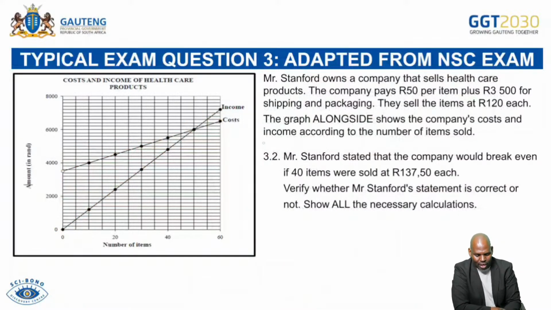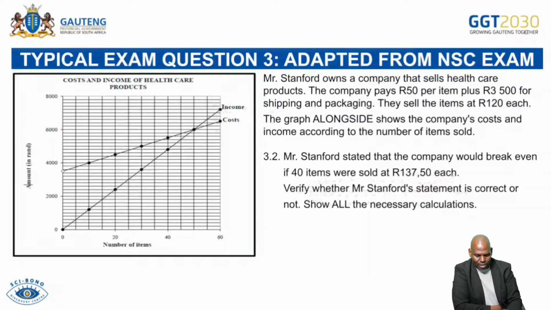Okay, then the next one is 3.2. Mr. Stanford stated that the company would break even if 40 items were sold at 137 Rand and 50 cents each. Verify whether Mr. Stanford's statement is correct or not. Show all the necessary calculations. Break even, what does that mean? Break even means the income and cost will be equal.